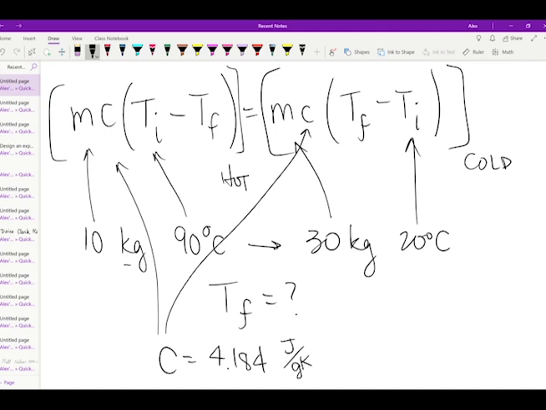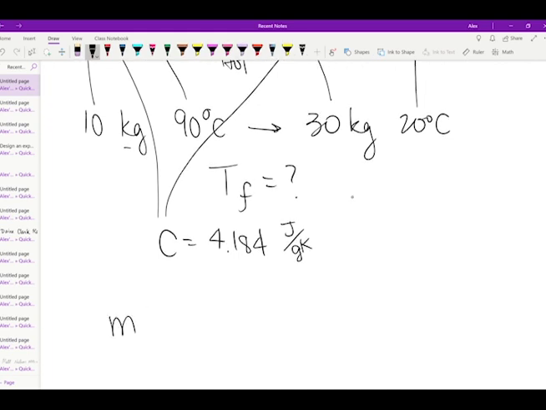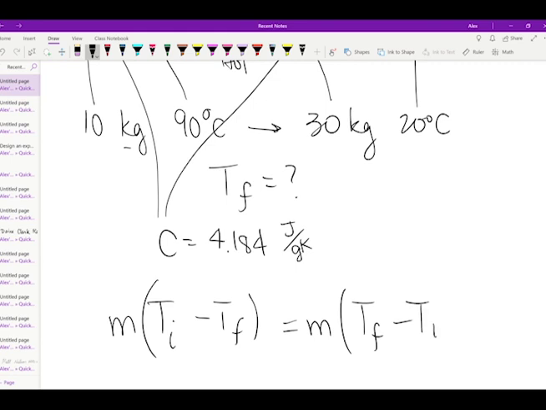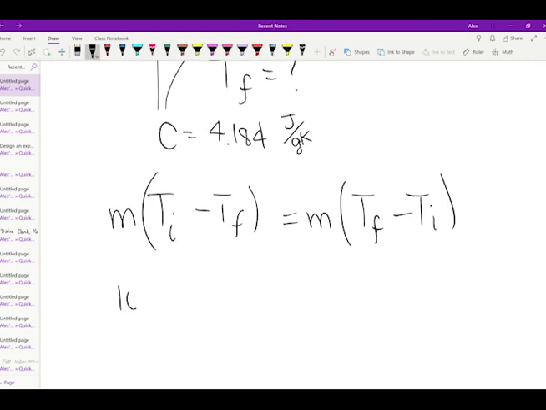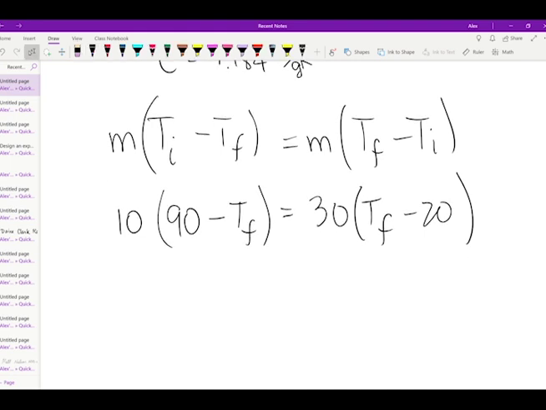Okay, are you ready? So you plug that in, and notice the C's cancel because they're the same on the other side. So all we have is M times (T initial minus T final) equals M times (T final minus T initial). We can start to put numbers in. We're going to get 10 times (90 minus T final) equals 30 times (T final minus 20). Right now also we can cancel out these zeros, so we just get 90 minus TF equals 3 times TF minus 60.